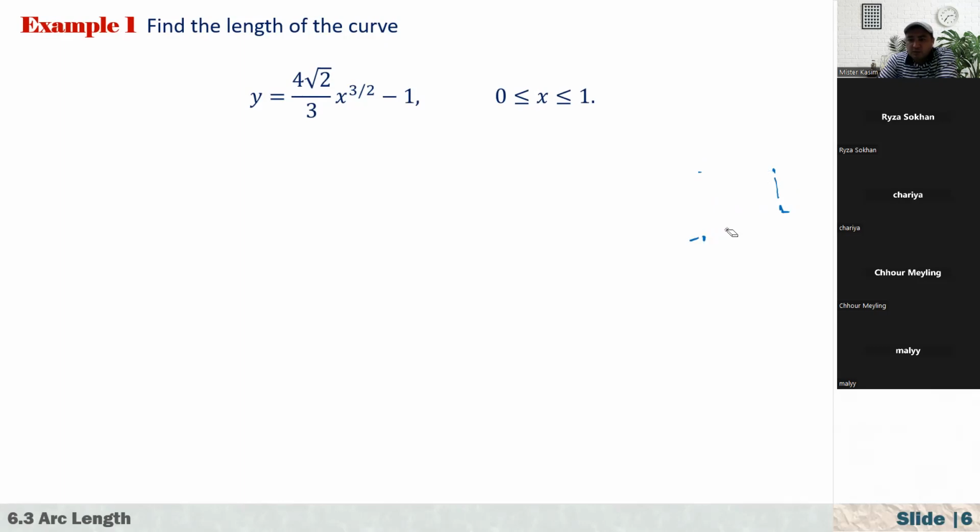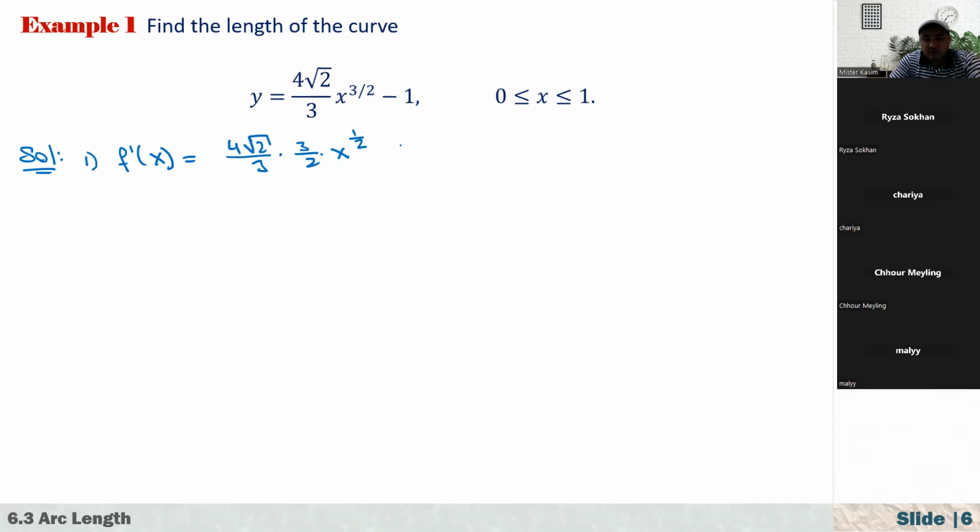Anyway, what I need to know here is that it is a continuous function over the interval, and its derivative also exists and is continuous. In our expression we have 1 plus f prime of x squared, and that's why we have to start by differentiating our function. The first step: what is f prime of x? We have 4 square root of 2 over 3, and the 3 over 2 comes to the front. Then x to the power of 3 over 2 minus 1, that is 1 over 2. If you simplify, the 3 is gone, the 2 is gone, and we have 2 square root of 2 times x to the power of 1 over 2, that's simply square root of x.